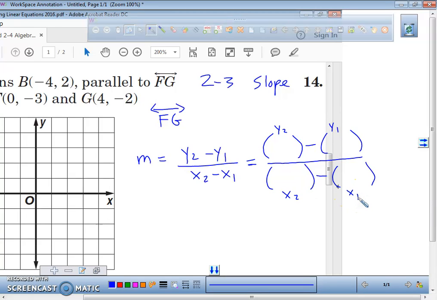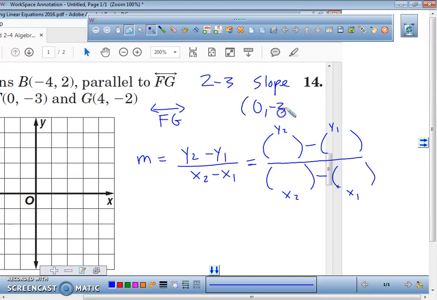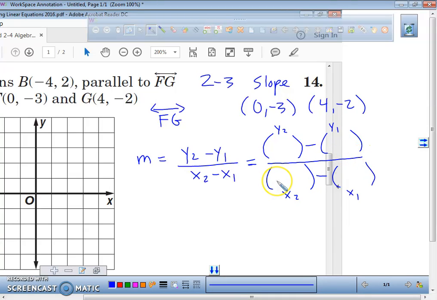Now, Caitlin, in your journal or whatever, you can put this as an example problem in your journal as far as how to go over things. Now, what I want you to do, our point F is at (0, -3). Our point G is at (4, -2). We're just doing a quick little review here. All right? So if you weren't here yesterday, you could put this down in your journal if you wanted to.